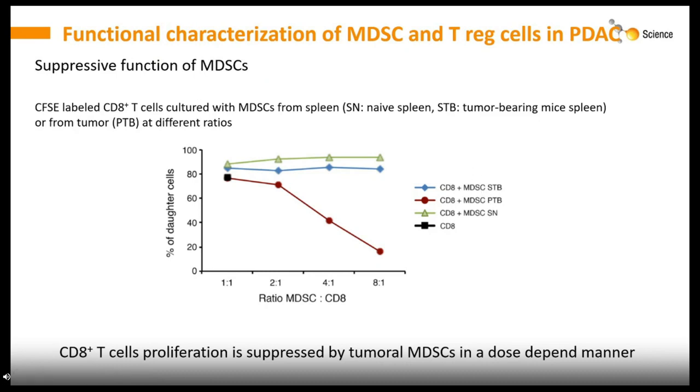To assess the suppressive potential of MDSC, we co-cultured MDSC with CD8 plus cells and show by cytometry that CD8 T cell proliferation is suppressed by tumoral MDSC in a dose-dependent manner. Indeed, when we increase the ratio of MDSC to CD8 T cells, we increase the ability of MDSC to suppress the T cell proliferation.